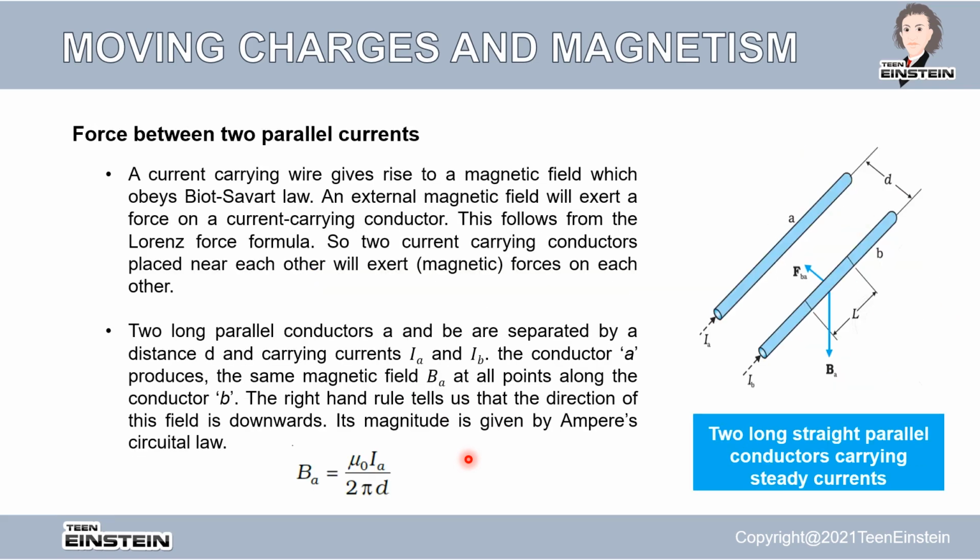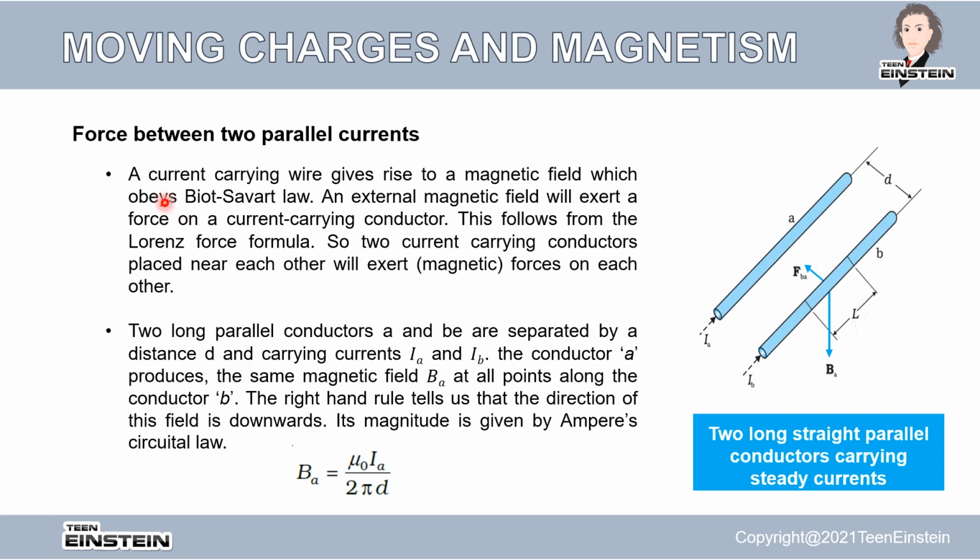Okay, so we talked about solenoid and toroid, and we already discussed what the magnetic field produced by a current carrying wire is. Now we are going to discuss what happens when there are two current carrying wires kept near each other. See, a current carrying wire produces a magnetic field. At the same time, a current carrying wire experiences a force due to a magnetic field. So both of these things are going to happen here.